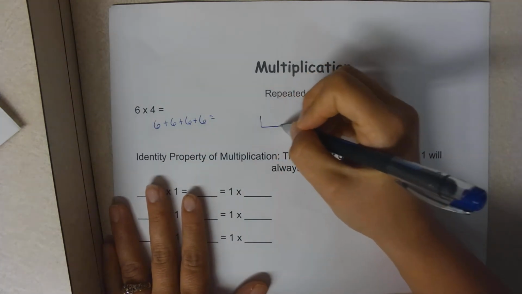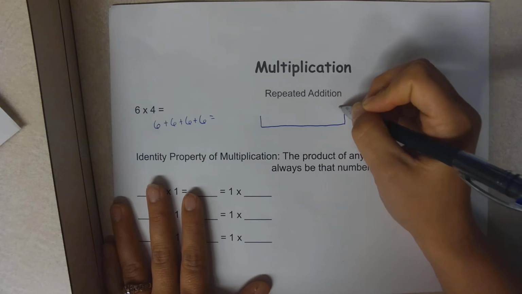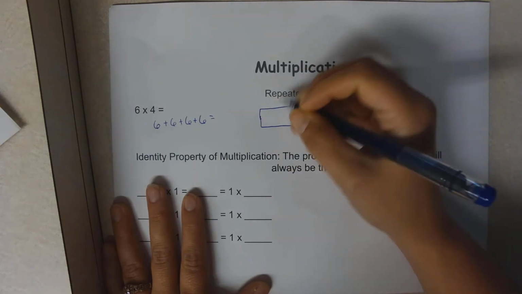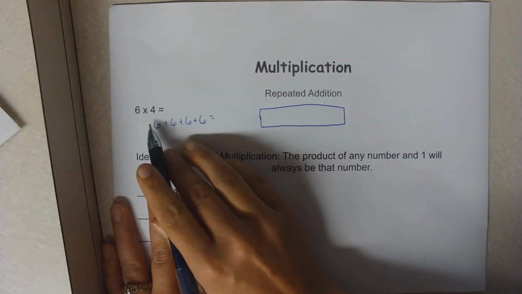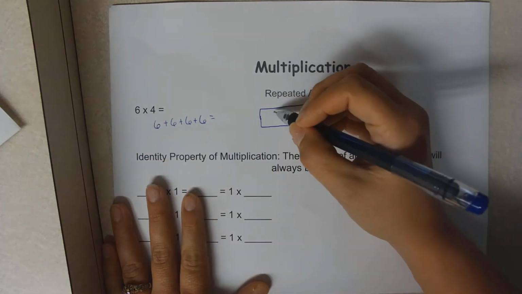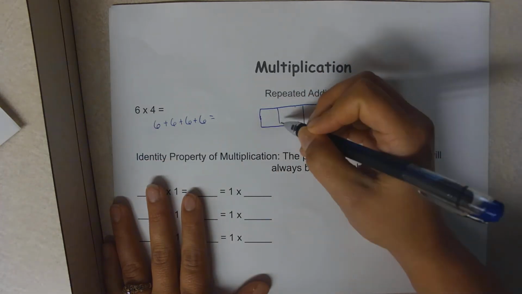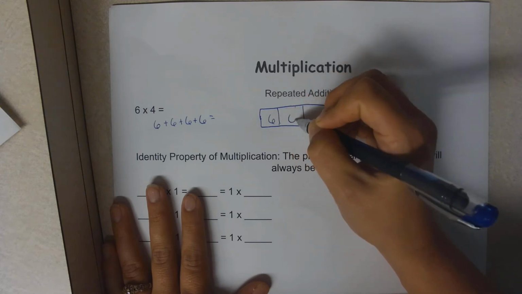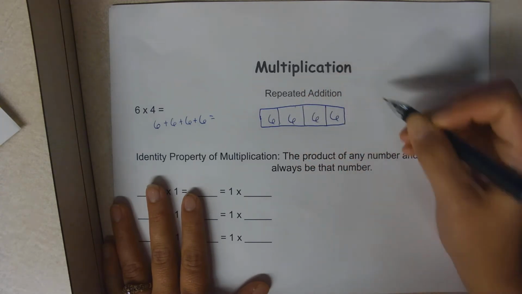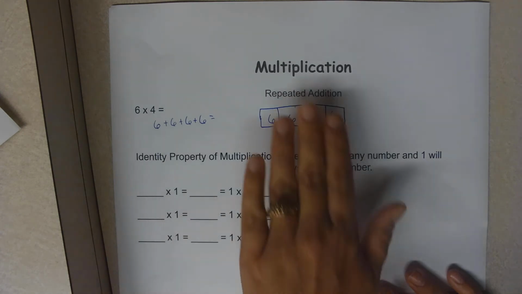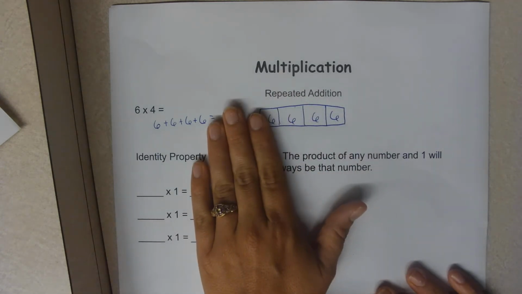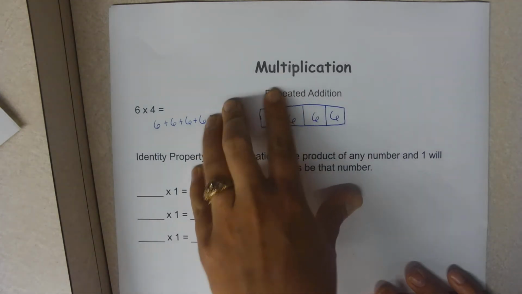We could also draw a diagram. If you are going to do 4 groups of 6, you need to cut it into fourths, so that means draw 3 lines, and 6, 6, 6, and 6. So that's just a little reminder on what multiplication is.